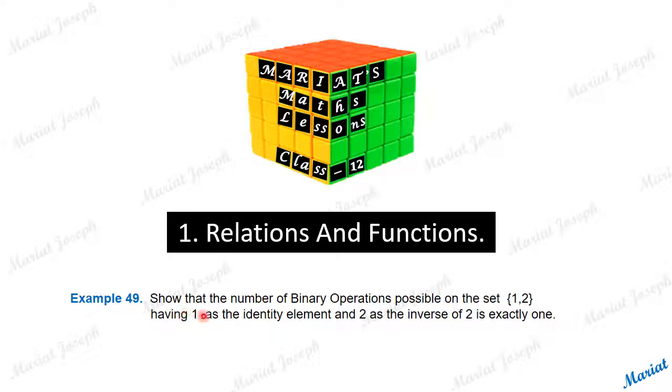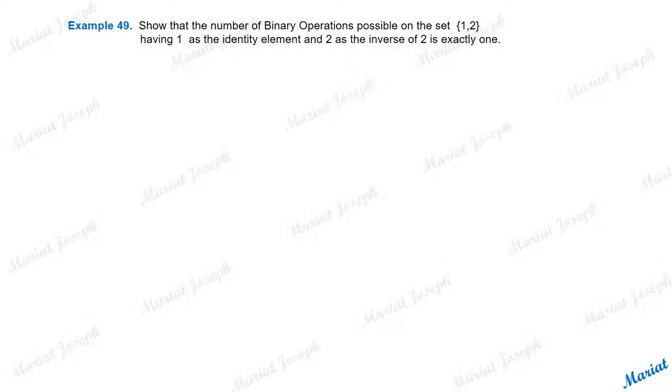Show that the number of binary operations possible on the set {1, 2}, having 1 as the identity element and 2 as the inverse of 2, is exactly 1. A binary operation on set A is a function from A cross A to A. Here we are given the set {1, 2}, only 2 elements. This is the set A given to us.